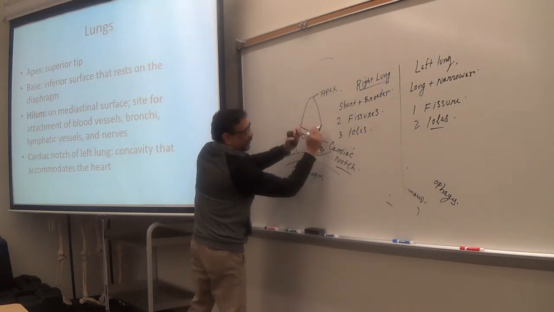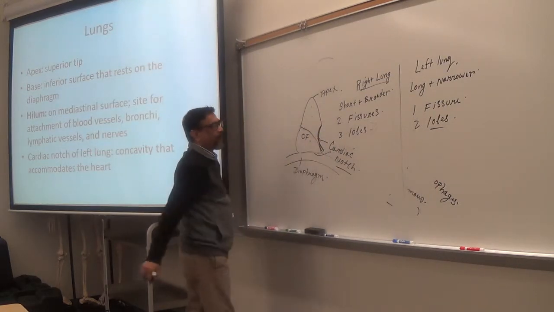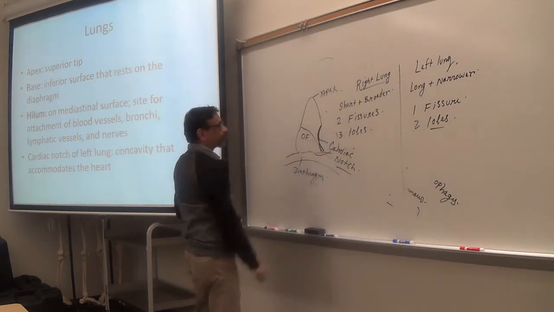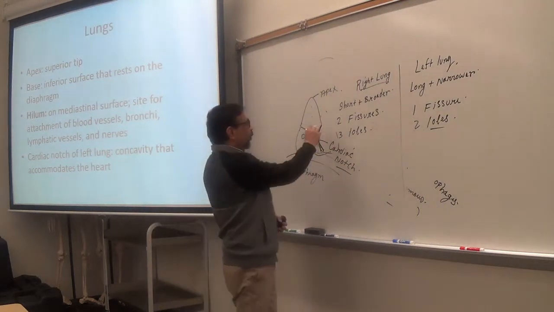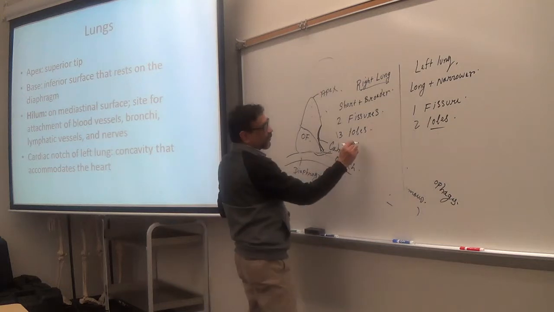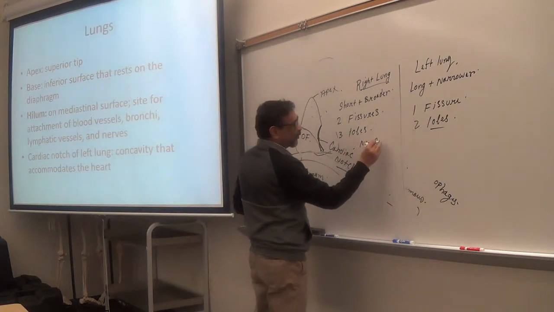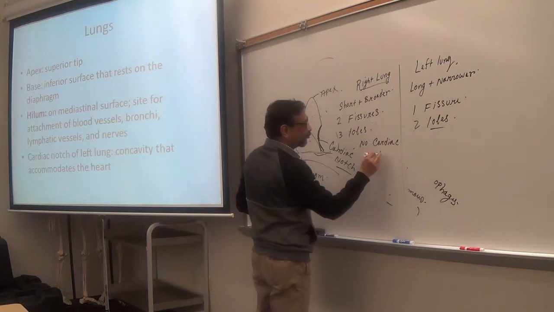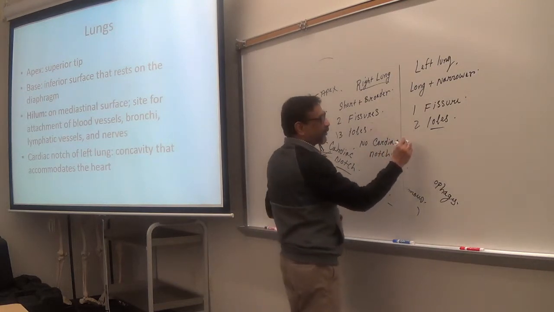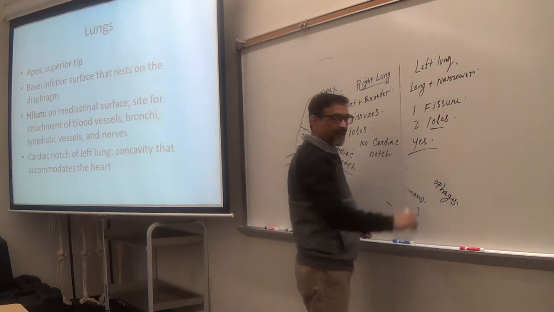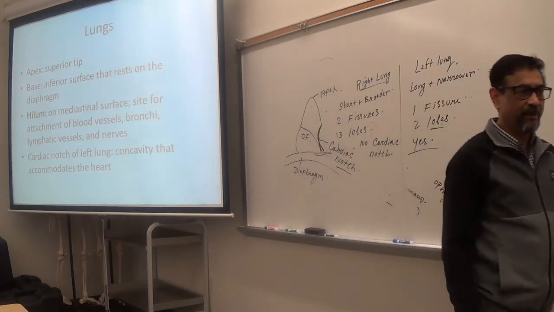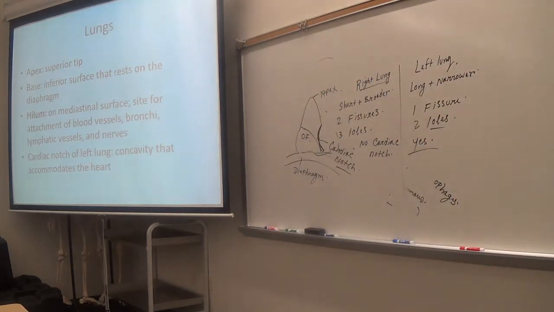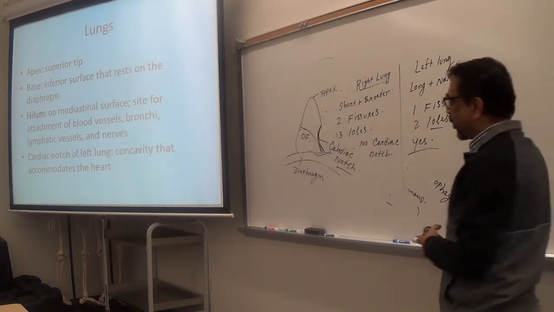The heart pushes it. Your heart is here. But no cardiac notch on the right side. Yes, there is a cardiac notch in the left lung. Make sense? So those are a few differences between the right and left lung, and you know why.